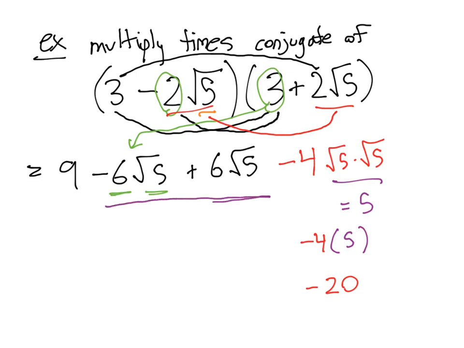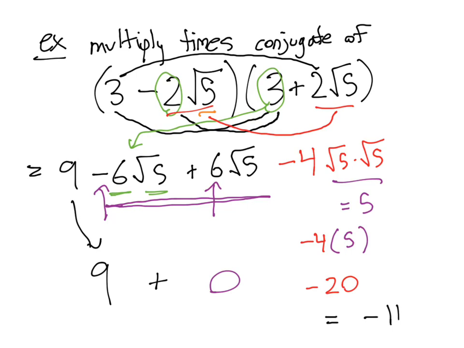There are still some terms that have radicals in the middle here, but since these have opposite signs of each other, when we combine them, they will cancel out. So that just gives us 0, and we still have 9. So our final answer here is 9 plus 0 minus 20, which gives us negative 11.